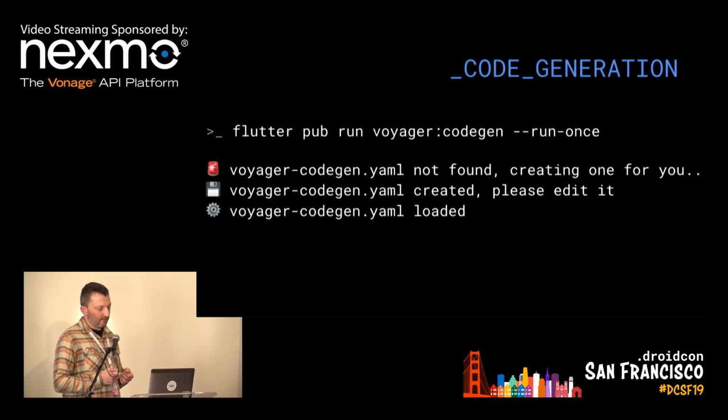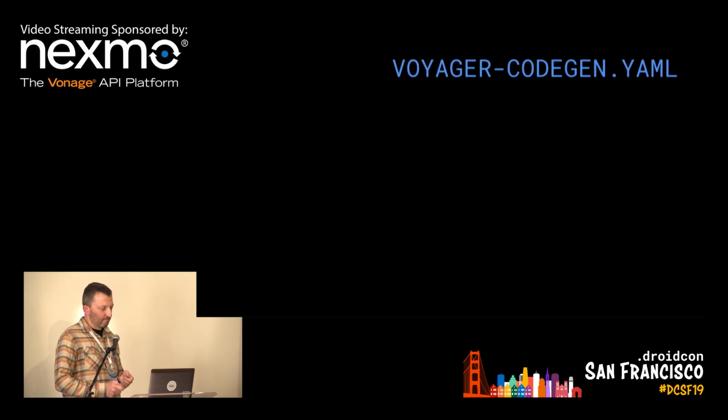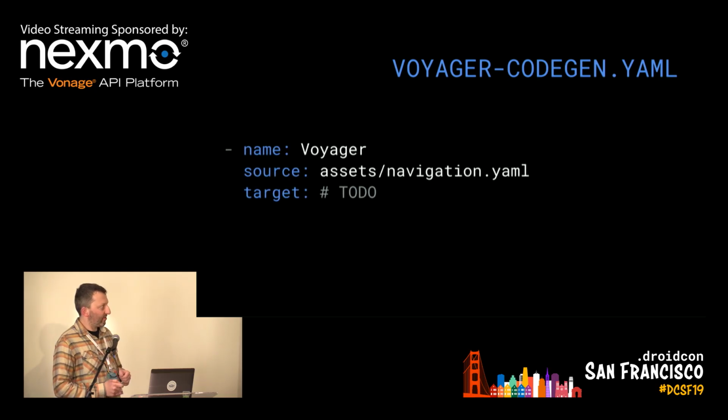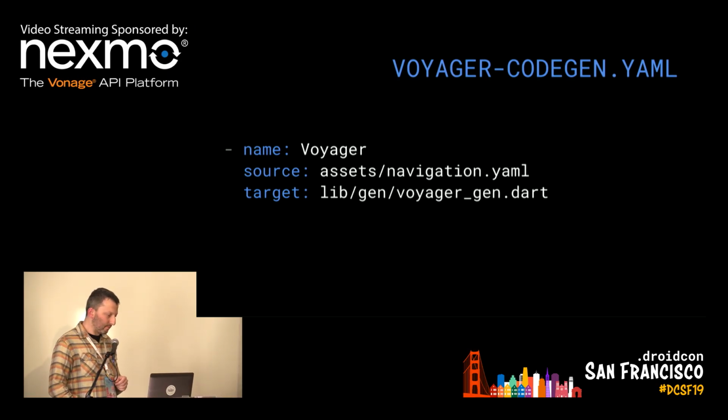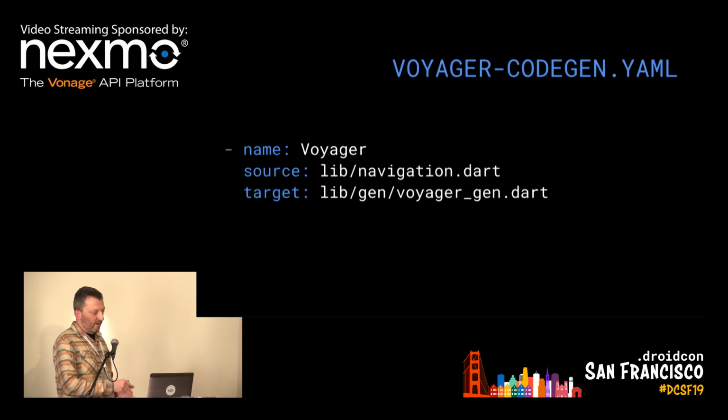The first time you run it, it will create a configuration file for your generator. So you need to go and edit that file. You need to specify where your navigation map is located and where you want to generate your code to. You can also specify your navigation map in a Dart file. This works in a way that you just put YAML, wrap it with triple quotes, and the code generator will get it from there. Why would you do that? Well, it works better with hot reload than updating assets.